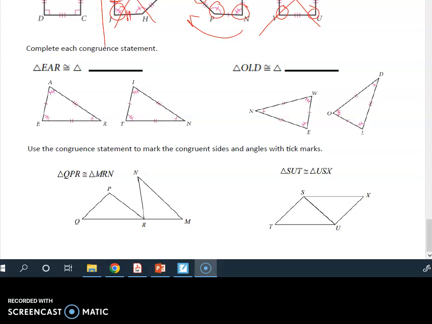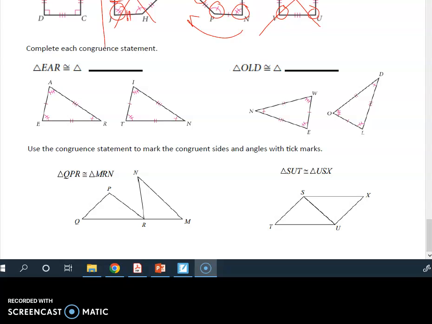So for these two examples, we should superimpose one triangle on top of the other so that the angles and sides match up. If I do triangle EAR on the left, and I superimpose the triangle on the right on top of the triangle on the left, what would be the order of the letters in terms of the vertices? Same thing for the second example. Go ahead and do that, and turn the video back on when you're ready to look at the answers.